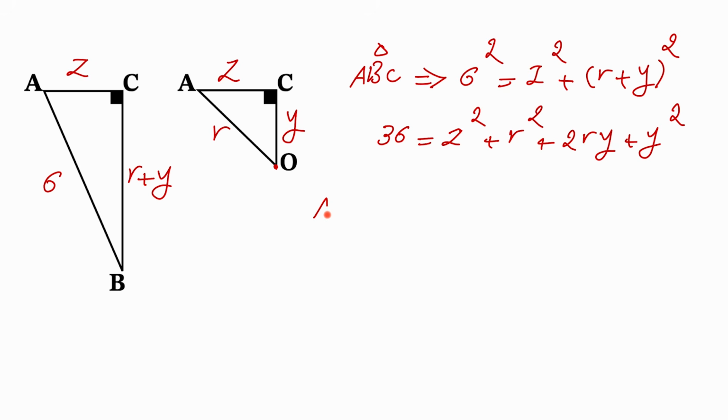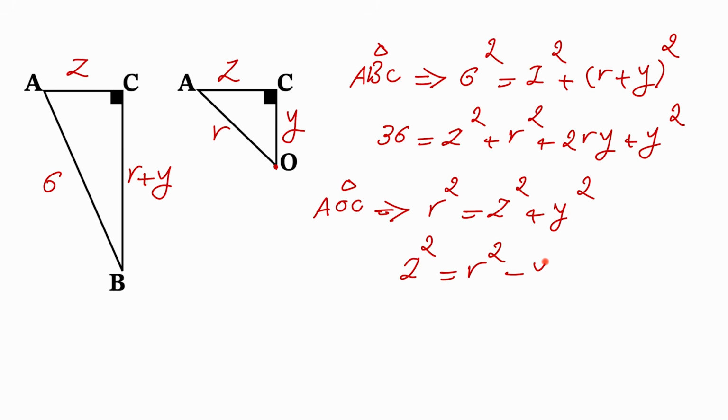For triangle AOC, we can write R squared is equal to Z squared plus Y squared. So we want to get rid of Z. So we subtract Y squared from both sides. We'll get Z squared is equal to R squared minus Y squared.